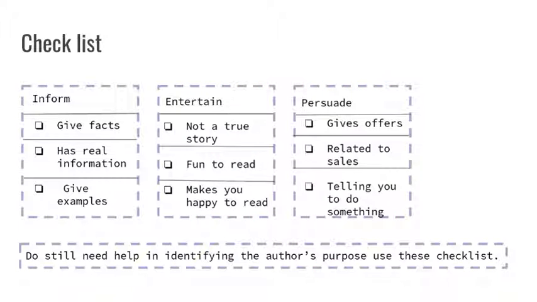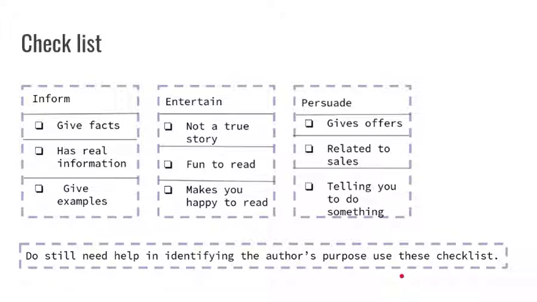And here's a checklist, another way to remember. If you read a paragraph and you don't understand, use these checklists. If it gives facts, has real information, and gives examples, it probably is an informative text. Not a true story most of the time. Fun to read, makes you happy to read, is an entertaining text. Persuading text gives offers related to sales, telling you to do something, is usually a persuading text. Do you still need help in identifying the author's purpose?